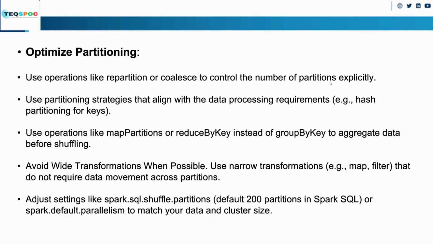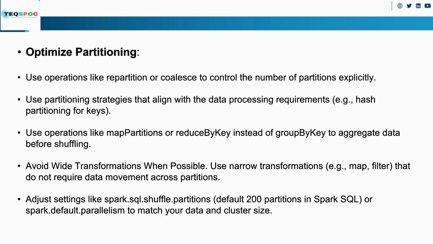Right. So how can we optimize the partitioning, or how can we improve this shuffling process, whatever this inevitable phenomenon is that we are dealing with? Okay, first of all, use operations like repartition or coalesce to control the number of partitions explicitly. Now, whenever a shuffling is occurring, there is a certain number of partitions that gets created by default, and that is 200. Okay, there is one point that I'll talk about. So by default, it is 200.